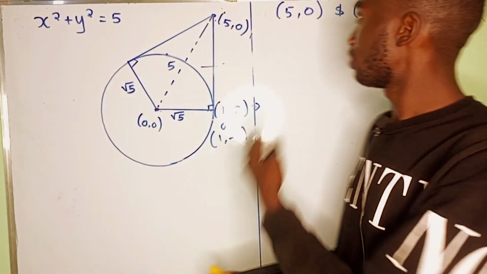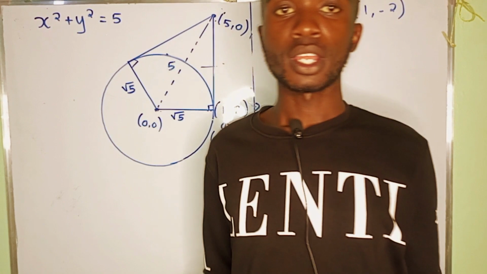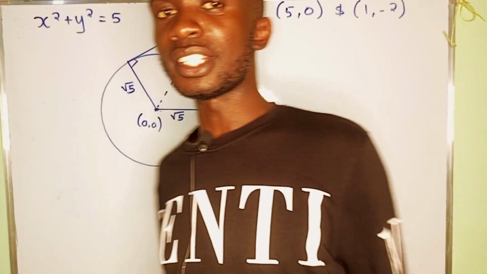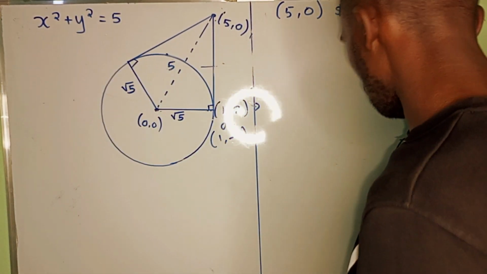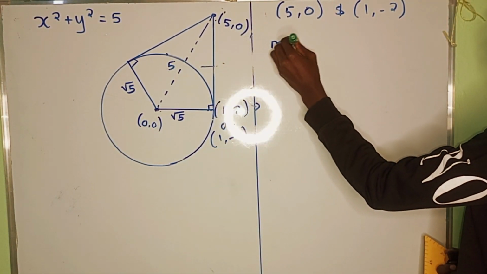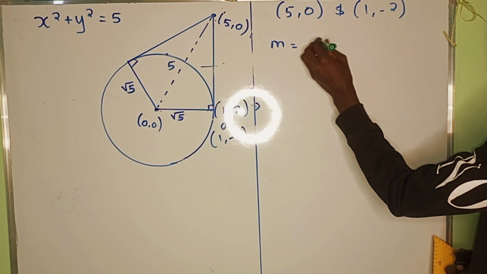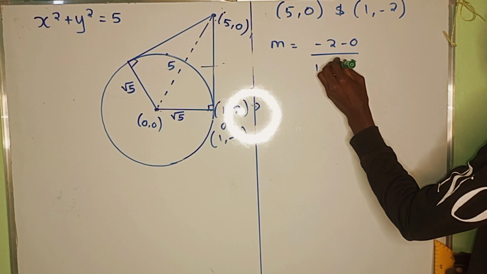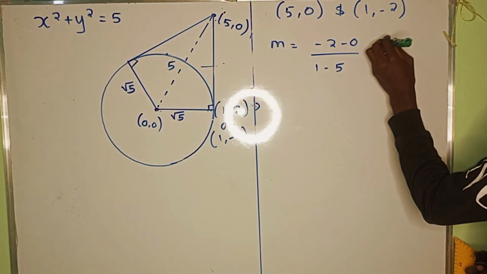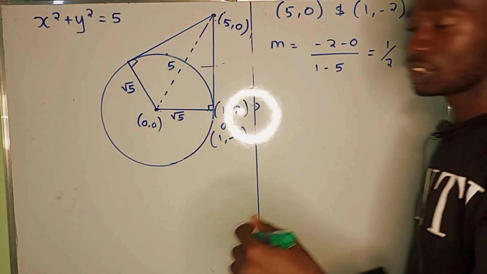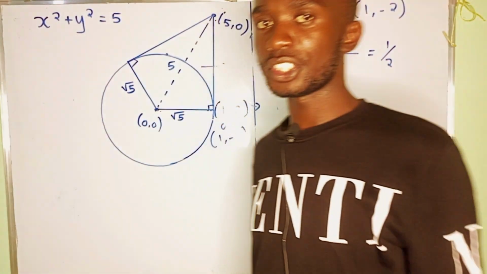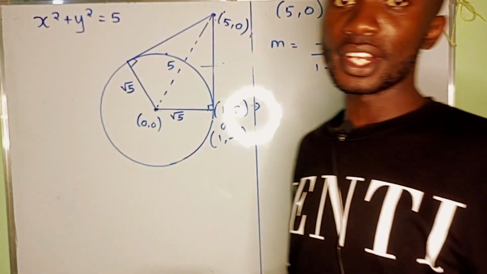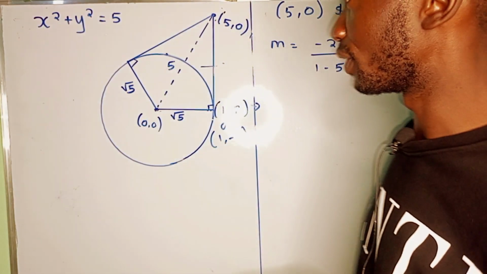Again, these two points, (5, 0) and (1, negative 2), can also give us the equation of the tangent, since there are two tangents that come from the external point. So the gradient is equal to the change in y, negative 2 minus 0, over the change in x, that is 1 minus 5. This gives you a half. So we have obtained the gradient of that given tangent to be a half. Using one of the coordinates, that is (5, 0), we can get the equation of this tangent.